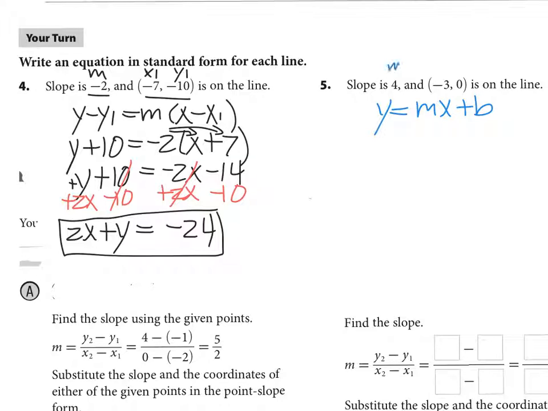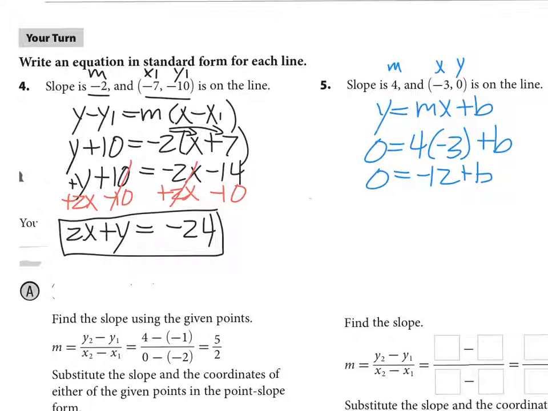So here's my m, there's my x, and there's my y. So I'm going to plug those in. And what I'm going to do is solve for my b here. So I get 0 is negative 12 plus b. So I add 12 to both sides. So that gives me 12 is b.